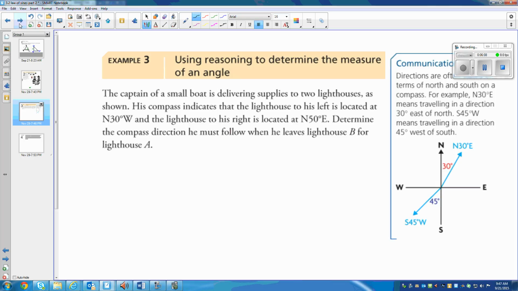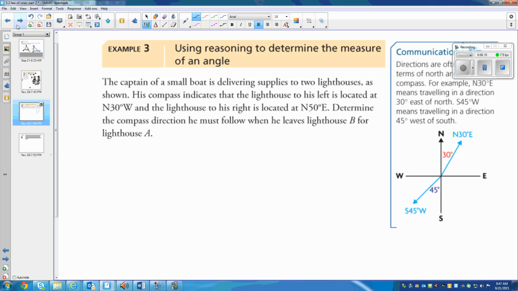Okay? So a captain of a small boat is delivering supplies to 2 lighthouses. As shown, his compass indicates that the lighthouse to his left is located north 30 degrees west, and the lighthouse to his right is located north 50 degrees east. Determine the compass direction he must follow when he leaves lighthouse B for lighthouse A. Okay? So when I look at this, they're all north. So I'm going to say we have a lighthouse here, and we have a lighthouse here, and this is where his little boat is.